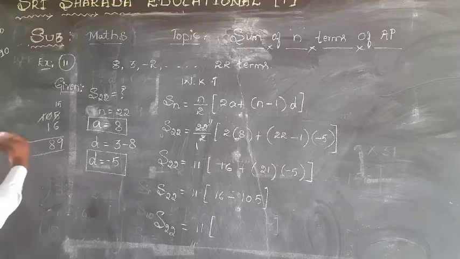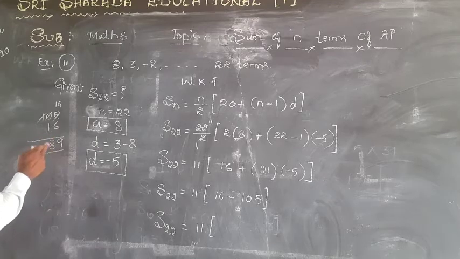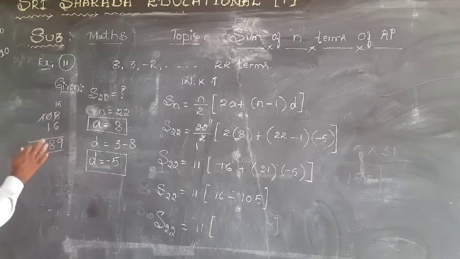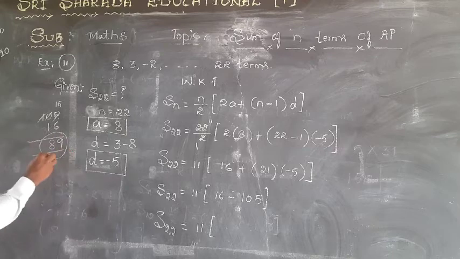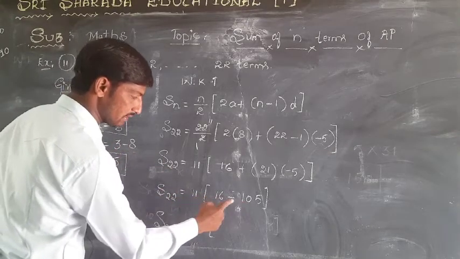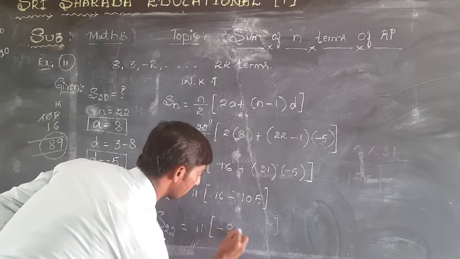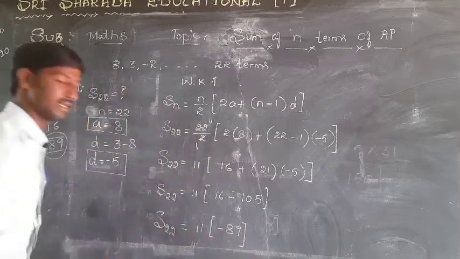After this we can cross check our answer also. 9 plus 6 is 15, 1 carry. Again 8 plus 1 is 9, 9 plus 1 is 10. It is 105. So therefore my answer is 89. But here 16 has a plus sign and 105 has a minus sign. So therefore my answer is minus 89, but not plus 89.